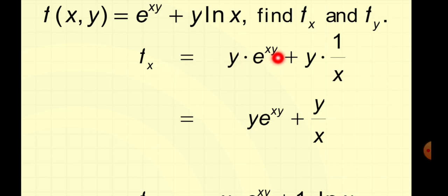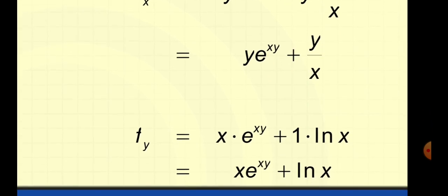sorry, with respect to x, derivative of x here is 1, so you have to write the derivative of the power with respect to x, which is y, because y here is a constant, we have to treat it as a number. Then y ln x, derivative of ln x is 1 over x, and y is a constant here, and you can simplify your problem to be y e to the power xy plus y over x.